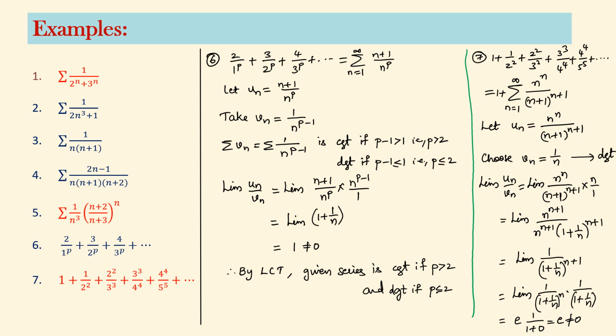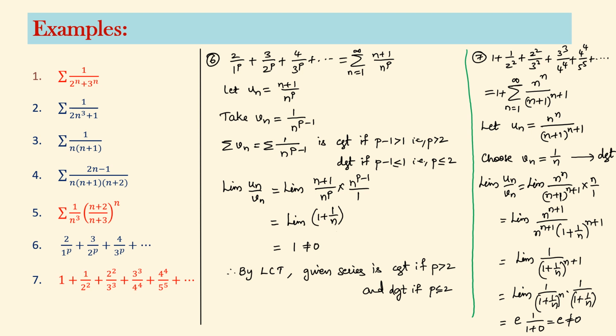So by limit comparison test, both converge or diverge together. So our series, summation un, is divergent. So you can write the next step.